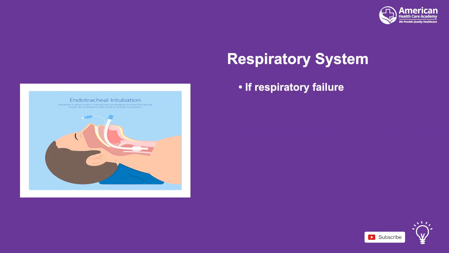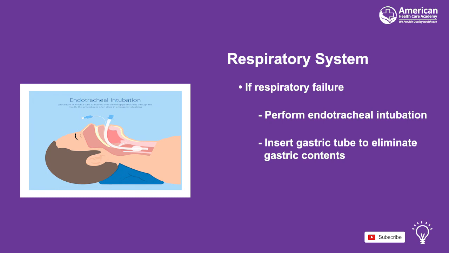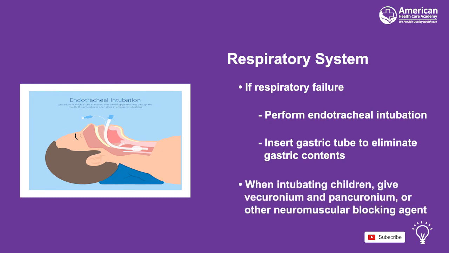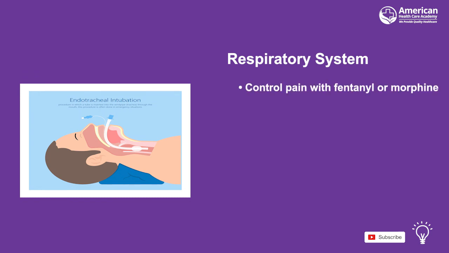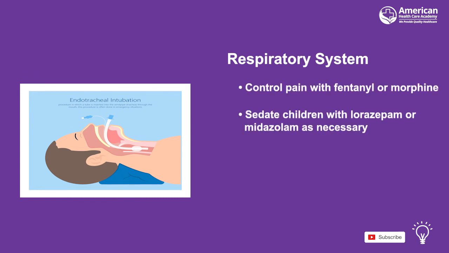If a child experiences respiratory failure, you need to perform an endotracheal intubation and insert a gastric tube to eliminate gastric contents. When intubating children, give them vecuronium or another neuromuscular blocking agent, as this facilitates intubation. Control pain with fentanyl or morphine, and sedate children with lorazepam or midazolam as necessary.